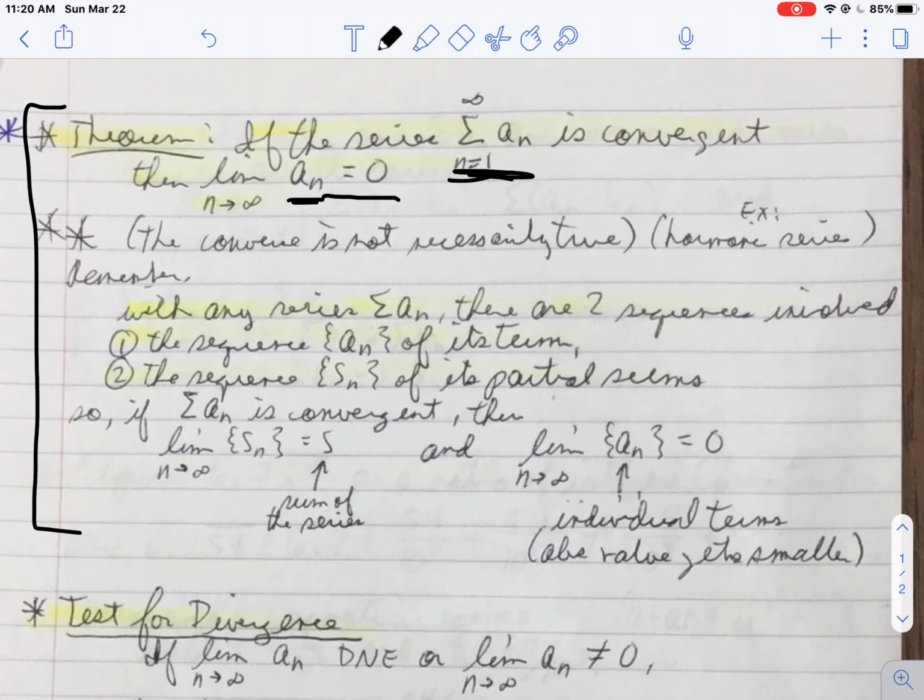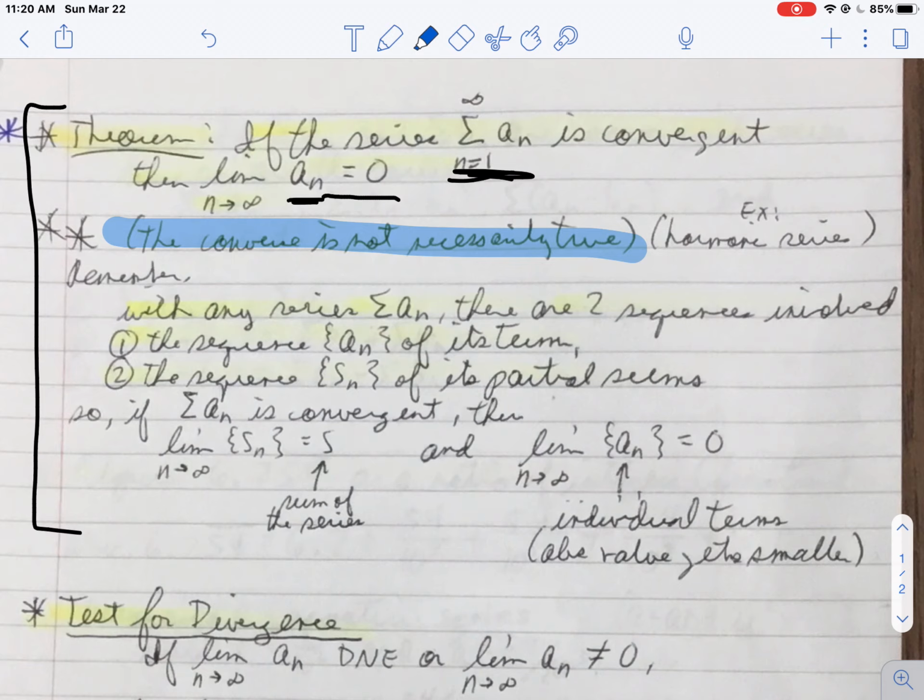So it makes sense that the terms of the series itself have to be approaching 0. The limit as n approaches infinity of a sub n has to be 0 if the series is to be convergent. Now, the converse of that is not necessarily true. And we've said before, we've got to be careful with what these things say. Don't read more into it than what's there. The converse would say that if the limit as n approaches infinity of a sub n is 0, then we have a convergent series. And that's not necessarily true.